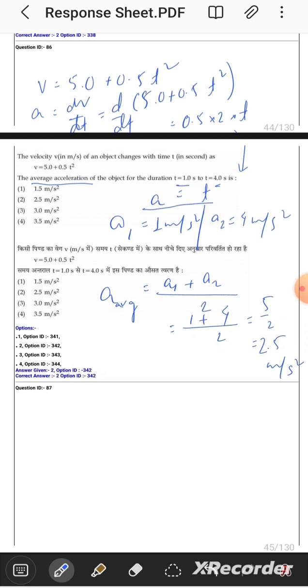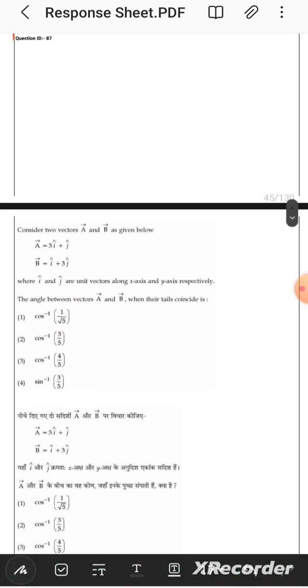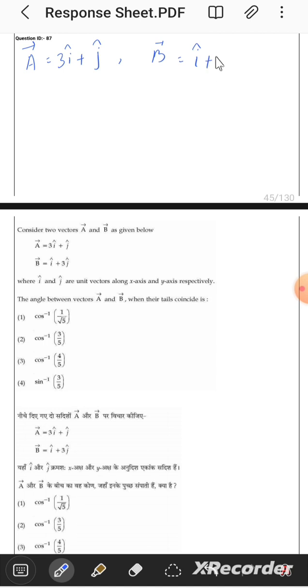Moving to the next question. Consider two vectors, a vector and b vector. They have given us two vectors. A vector equals 3 i cap plus j cap, and b vector equals i cap plus 3 j cap. And we have to find the angle between a vector and b vector when the tails coincide.